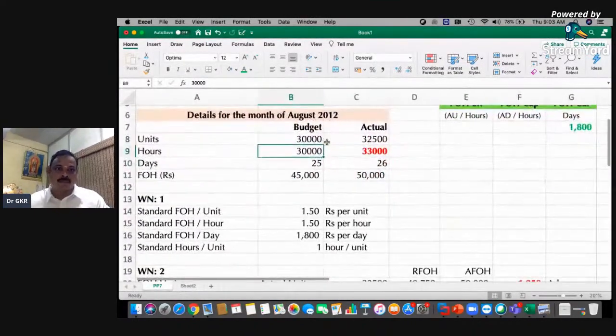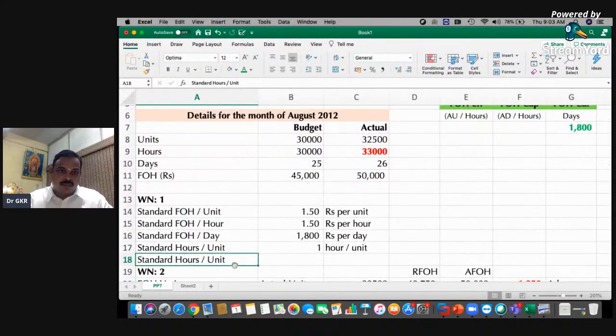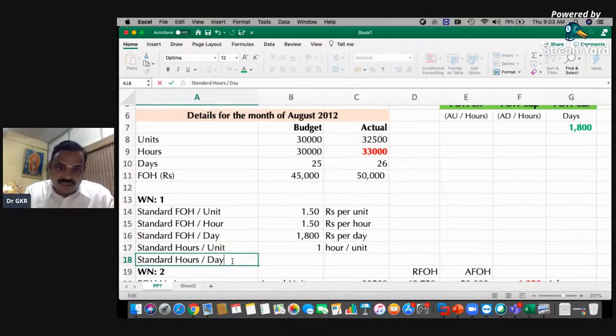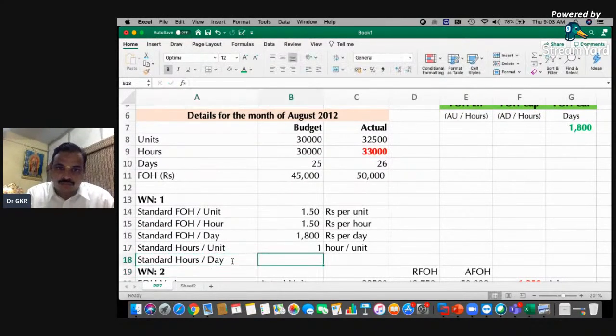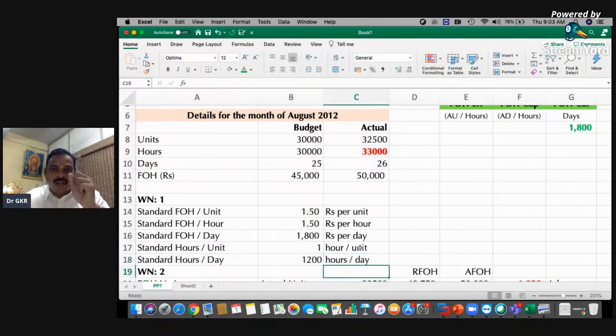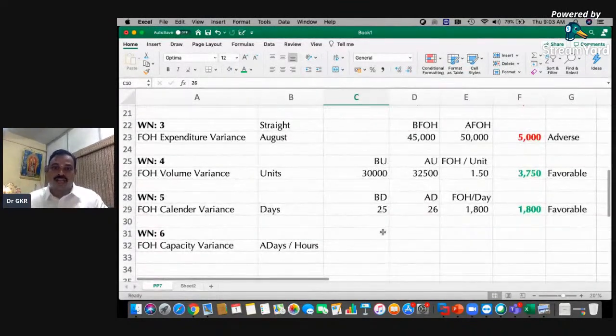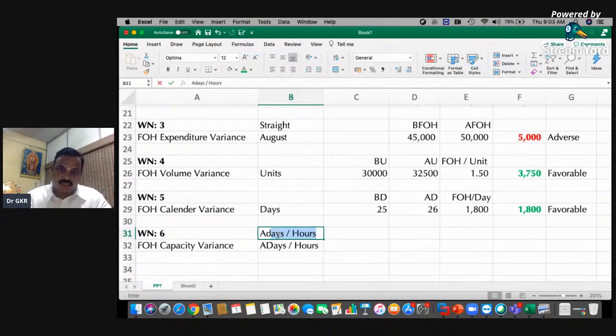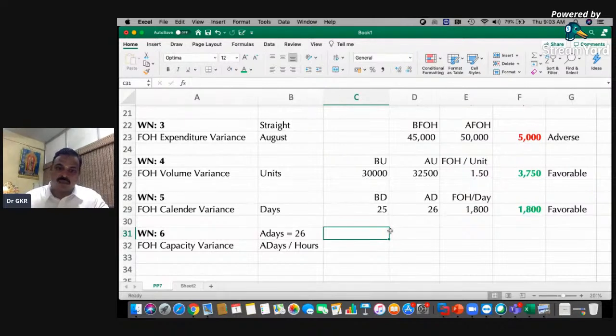Now, please look at this. How many standard hours per day? Standard hours per day is equal to 30,000 hours divided by 25 days. That means 1,200 hours per day. Wow. Standard hours per day is 1,200 hours. Now, how many days you have worked? 26 days you have worked. So what is your standard hours for this actual days? Your actual days is 26 days.